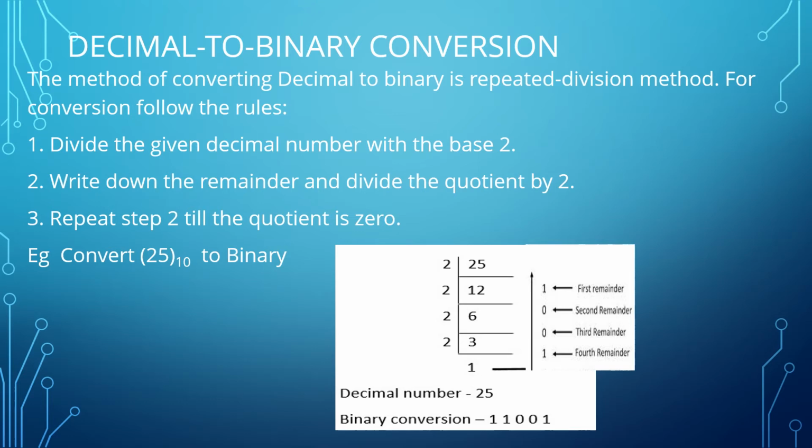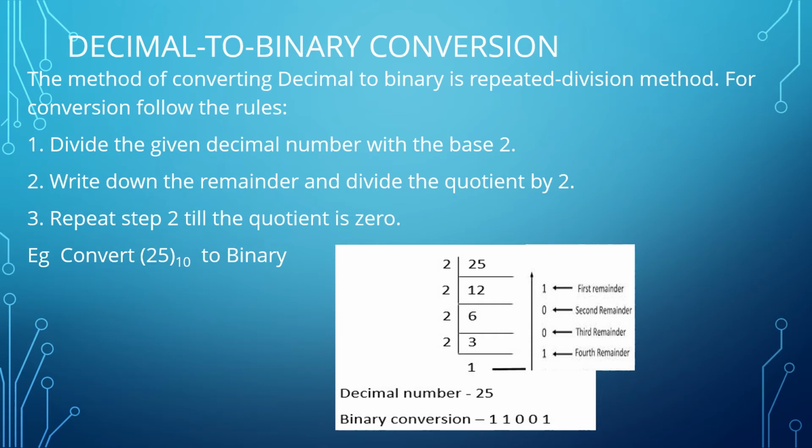Now let's see an example of converting the decimal 25 to a binary number. So keep dividing 25 by 2. 25 divided by 2 gives you 12 with the first remainder 1. 12 divided by 2 gives us 6. There is no remainder, so the second remainder is 0. 6 divided by 2 gives us 3. Again, there is no remainder, so the third remainder is 0. 3 divided by 2 gives us 1 with the fourth remainder as 1.